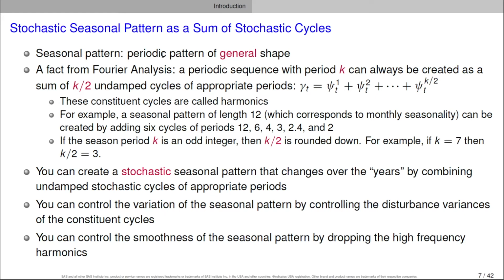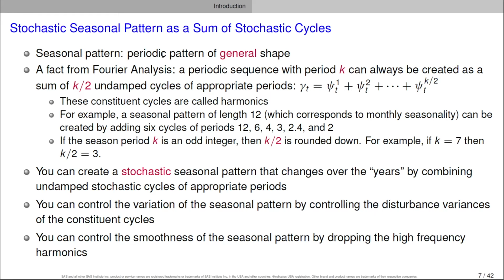In order to define or represent such a general periodic pattern, it's useful to remember a fact from Fourier analysis. A periodic sequence with period k can always be created as a sum of k over 2 undamped cycles of appropriate periods. So, for example, if gamma t is a periodic pattern of period k, then we can always write it as a sum of psi1 t plus psi2 t plus up to psi k over 2 t, where each of these psi's are cycles or sinusoids of appropriate periods. These constituent cycles are called harmonics.